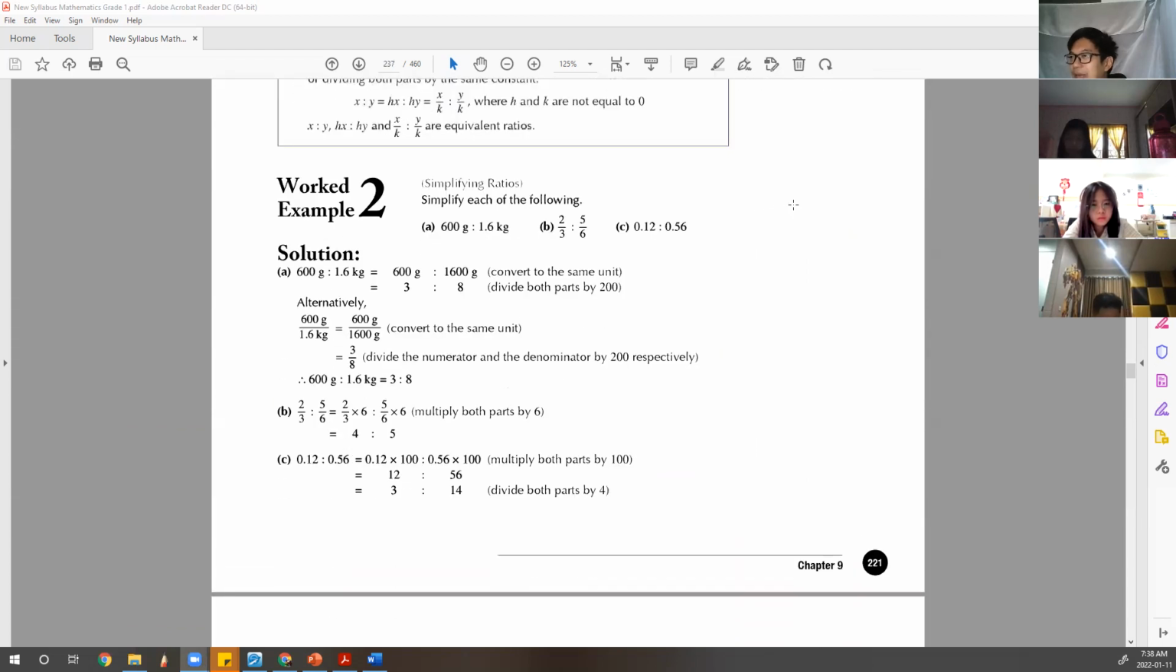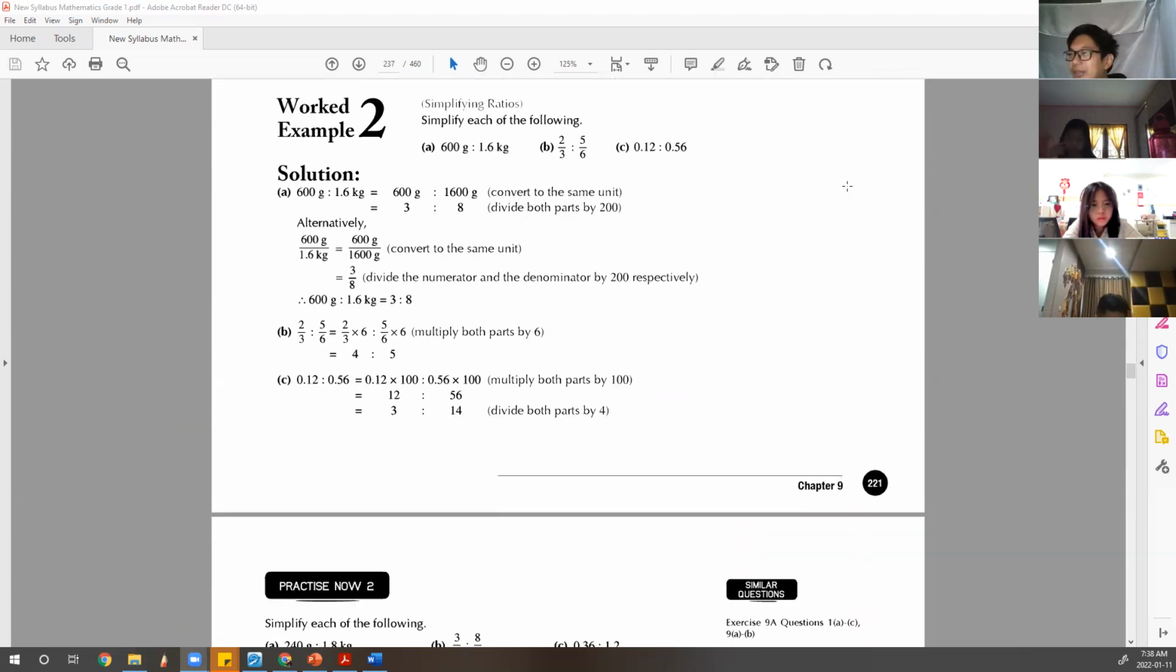Now, there you go. Simplify the following ratio: 600 grams and 1.6 kilograms. As you can see, these two units are different, right? They are different, so they can't be treated as the same. You have to change them first. For question A, 600 grams and 1.6 kilograms. Remember, from kilograms to grams, you multiply by 1000, right? Convert to the same unit. This is the first step. Make sure that the units are the same. And then you can simplify.